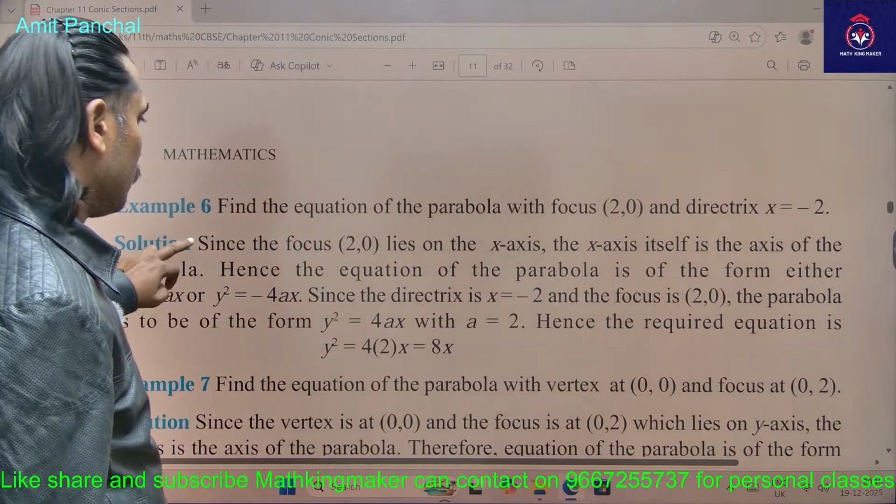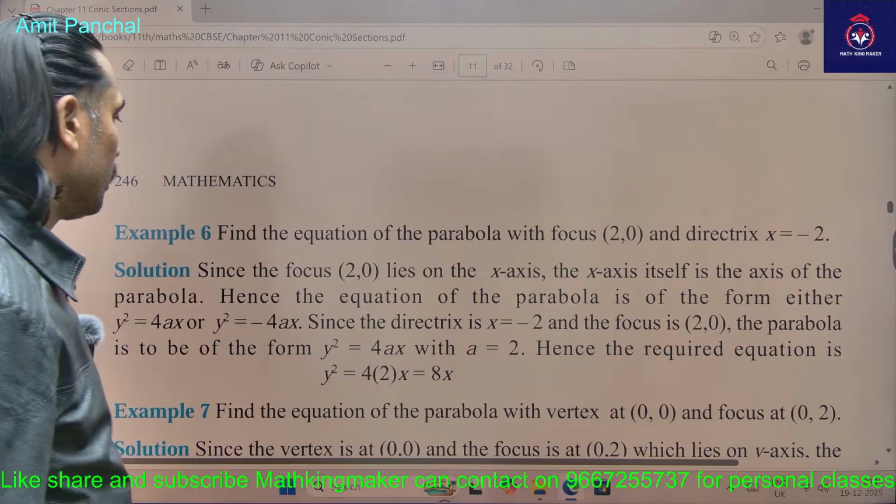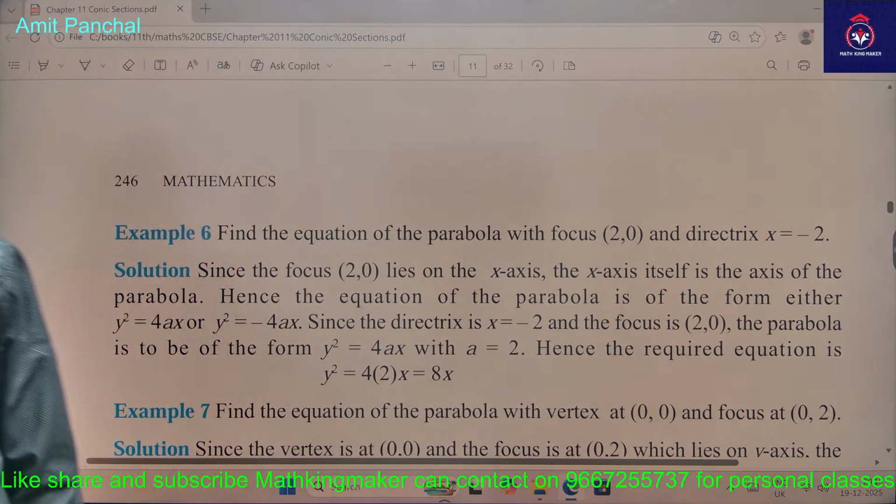Now do this question. Find the equation of the parabola with vertex 0, 0 and focus 0, 2. So a equals 2. It will be good if you draw that parabola. I'm not able to do it unless I draw the parabola. That's a good habit.